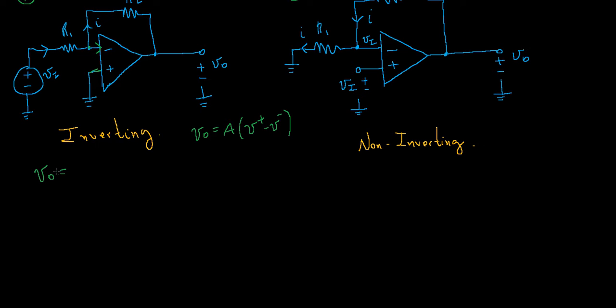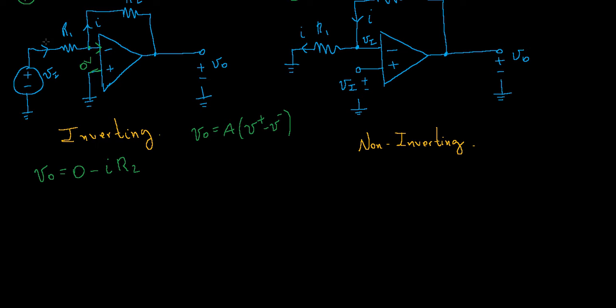So going back here, we have that V0 is equal to V minus here, which is equal to 0 volts because it's the same. So this is at 0 volts and this is at 0 volts. So V0 is equal to 0 minus I times R2, because this is the drop across the resistor R2. So this is V0.